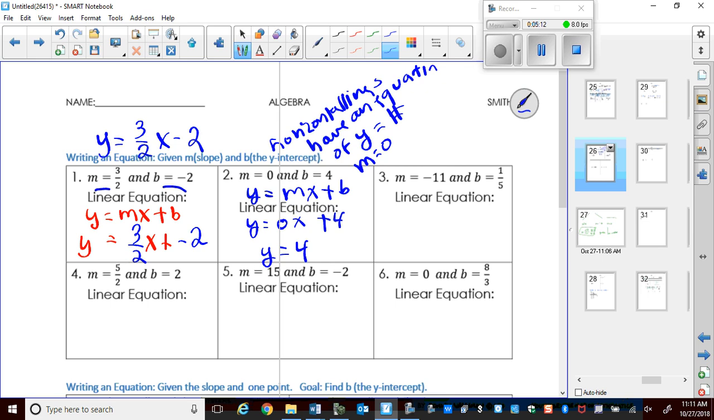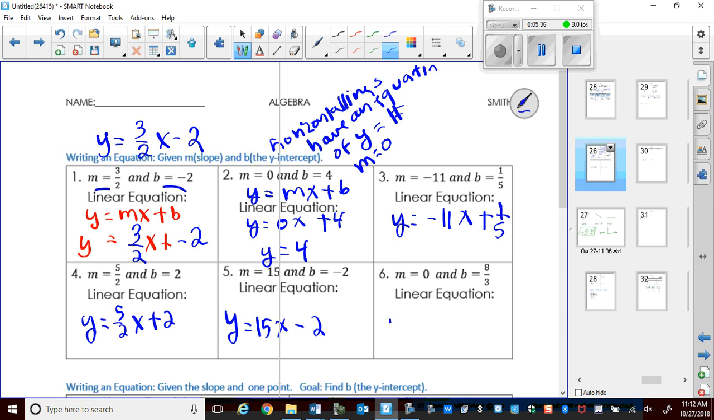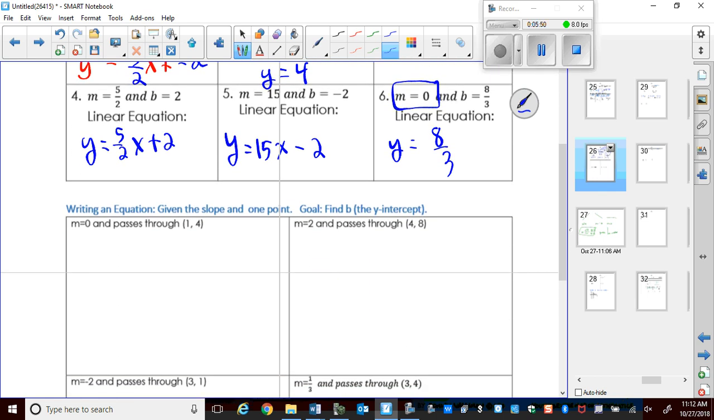Okay? Now, number 3, my slope is negative 11. My y-intercept is 1 over 5, so I have y equals negative 11 times x plus 1 over 5. Number 4, y equals 5 over 2 times x plus 2. Number 5, y equals 15x minus 2. Number 6, y equals 8 over 30. So these are very special. Number 2 and number 8, we have the equation y equals a number. And the slope is 0.